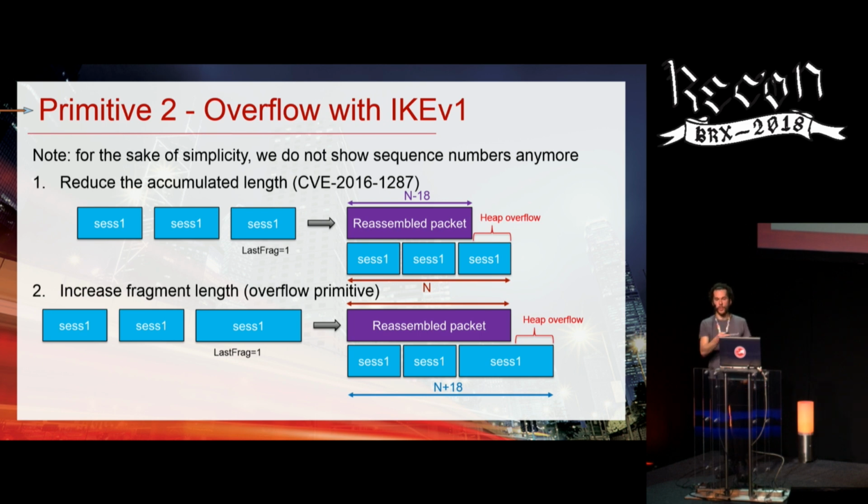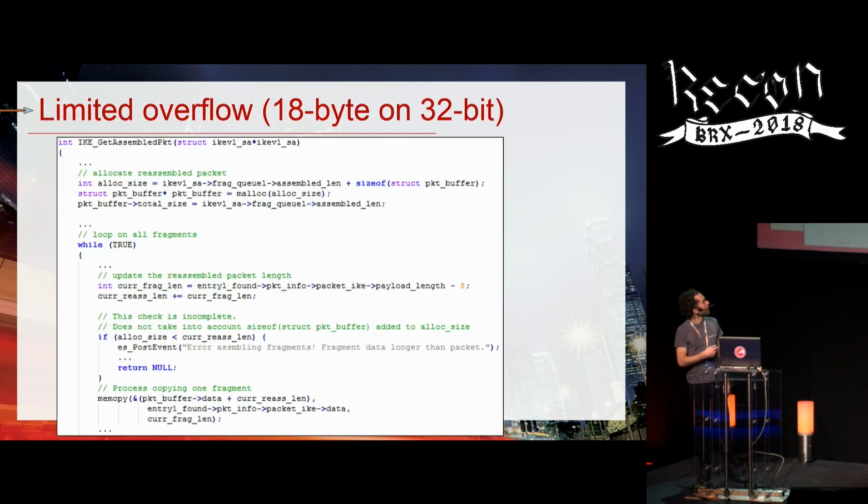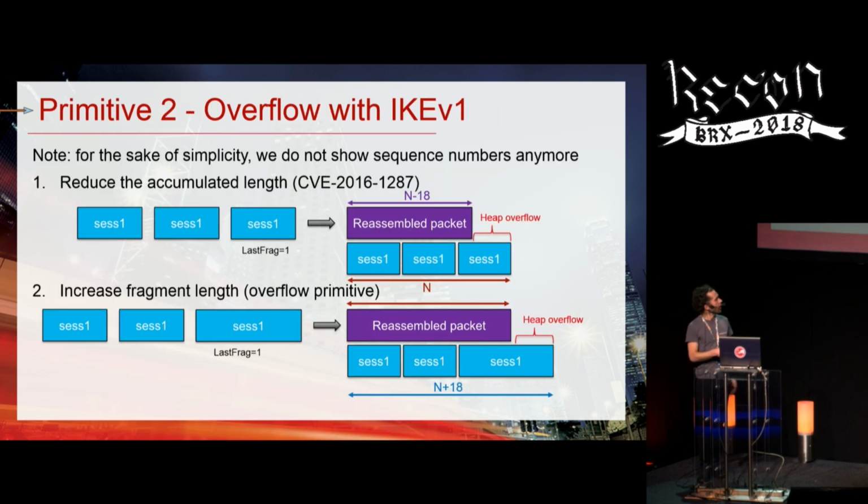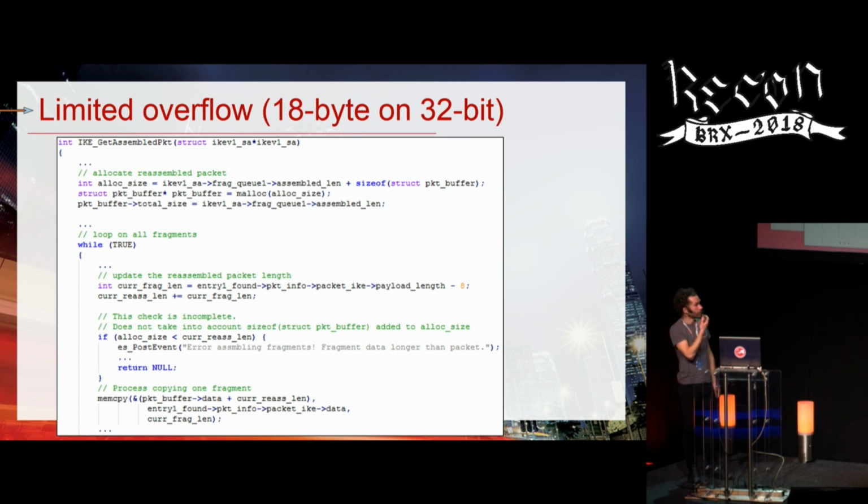These 2 primitives I've just explained could be applied to any bug. They're quite generic. You would say, okay, if I can arbitrarily increase the size of any fragment, I could increase it a lot, so I could overflow a lot of memory. But in the code, they do check when they copy the data that it doesn't go out of bounds of the reassembled packet. Well, almost. They almost check it, because the check is wrong.